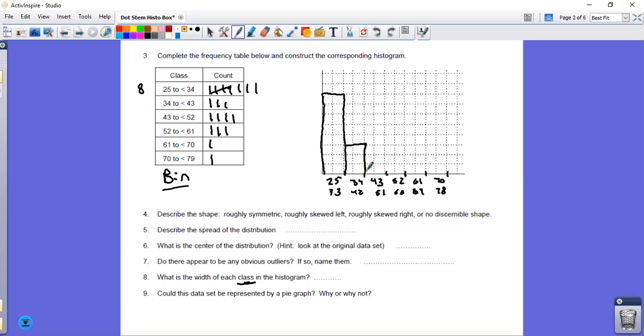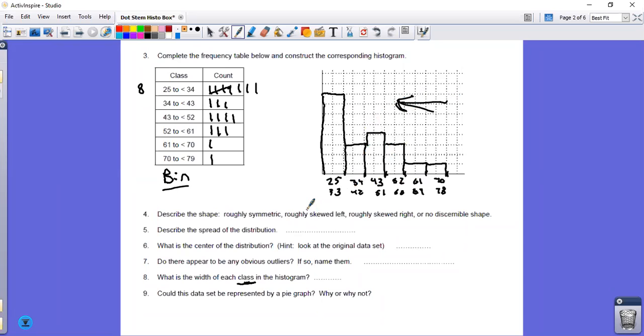There's 3 of those. The next group has 4. The next group has 3. And then 1 and 1. And again, you can see all of the data is pushed over here to the left. So like we said, this is skewed left. So describe the shape.